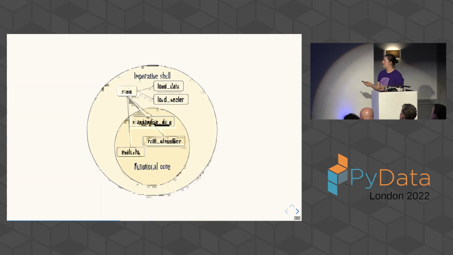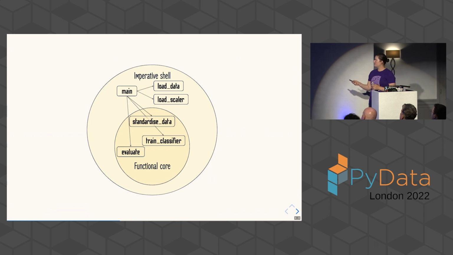If we go back to our initial diagrams, we've got the main function, which is in the imperative outer shell, and load data and load scaler, which are two helper functions not doing any kind of actual computation. And all the things we really care about, which is how we standardize, and that can be, again, more preprocessing of the data, what kind of algorithm we train on that, and how we evaluate that, is encoded as pure functions. So this I can unit test as much as I want, very easily.